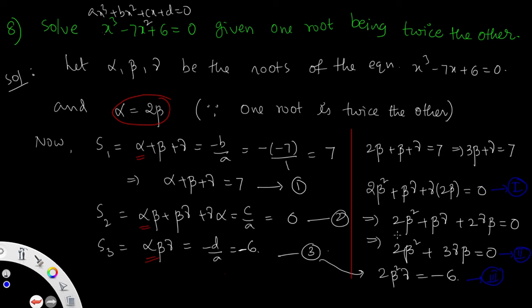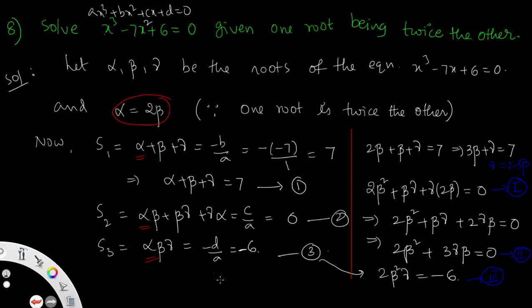By solving these equations, from equation number 1, gamma equals 7 minus 3 beta. Here I am substituting in the second equation, which is in terms of beta and gamma. So in the equation 2 beta square plus 3 beta gamma equal to 0, I am substituting gamma.